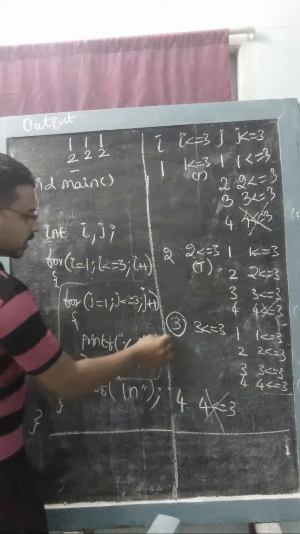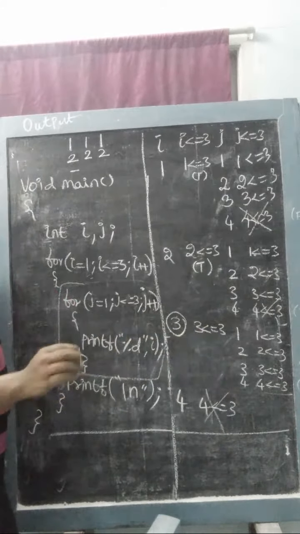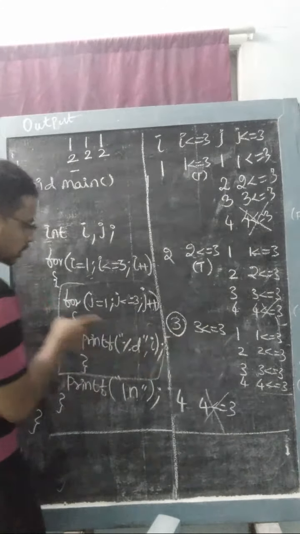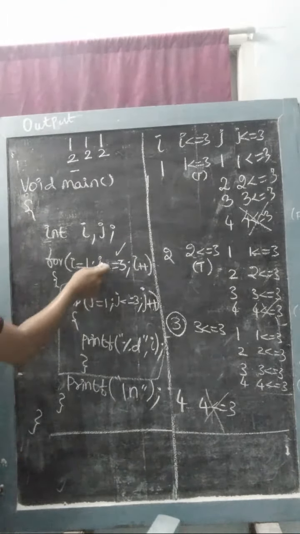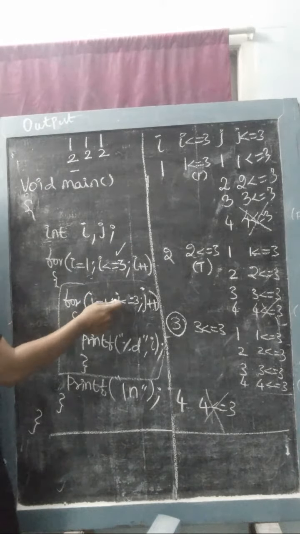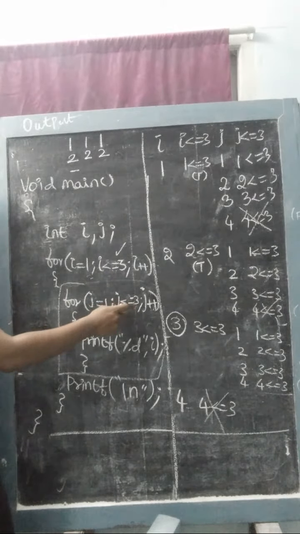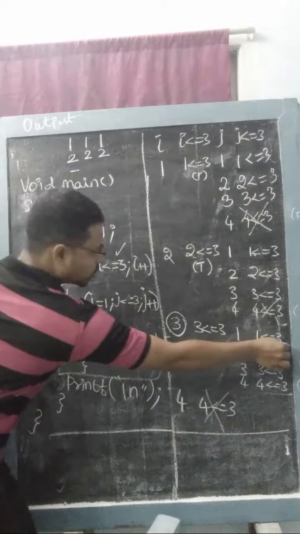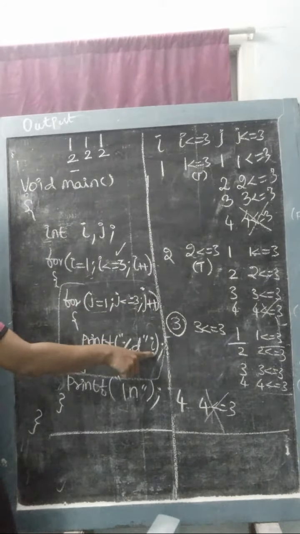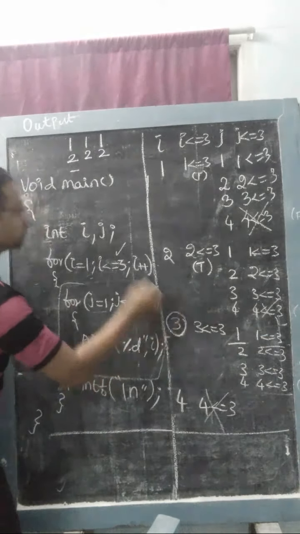Okay, again 3 less than or equal to 3, the condition is true. True, so we check the condition, and the condition comes here: J less than or equal to 3, the condition is true. I mean J is 1. 1 less than or equal to 3, the condition is true, which means we are printing the I value. The I value is 3.